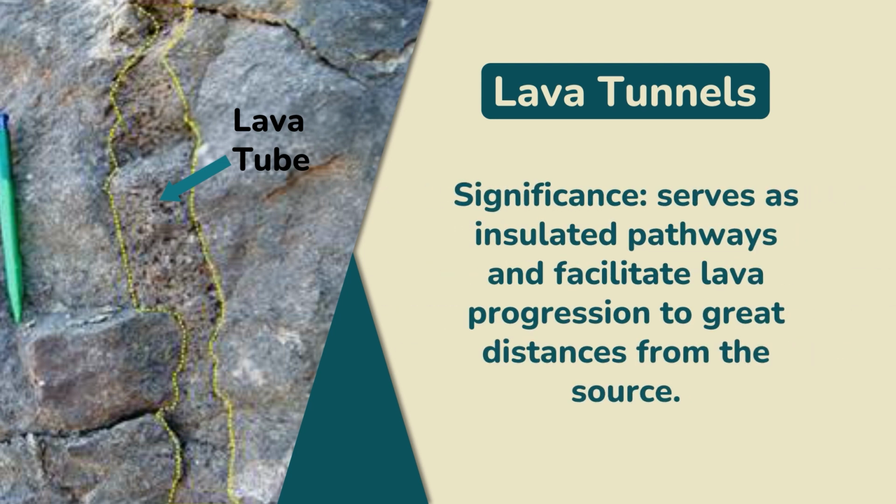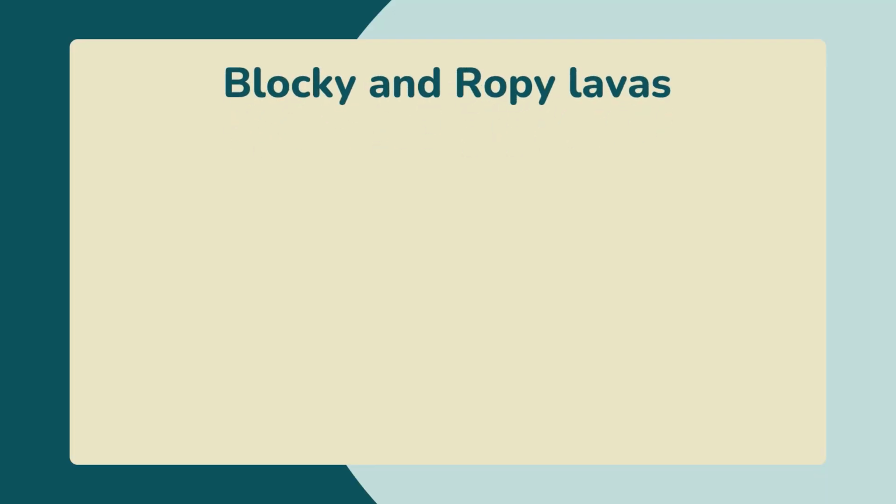What is the significance of lava tunnels? They serve as insulated pathways and facilitate lava propagation to great distances from the source. Another important structure is lava structure, which is again of 2 types: blocky lava and ropey lava.